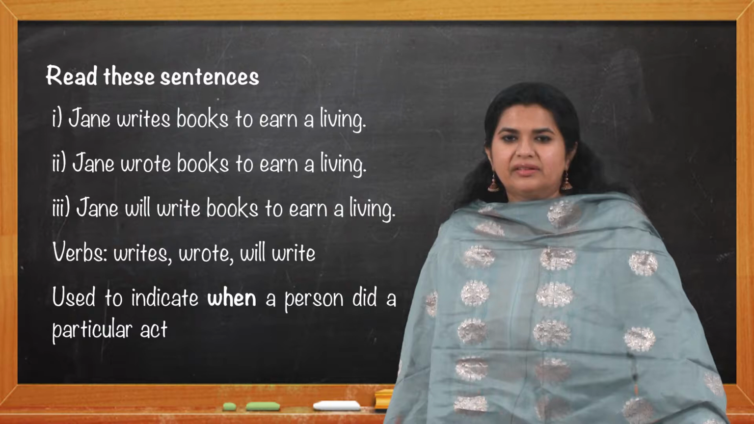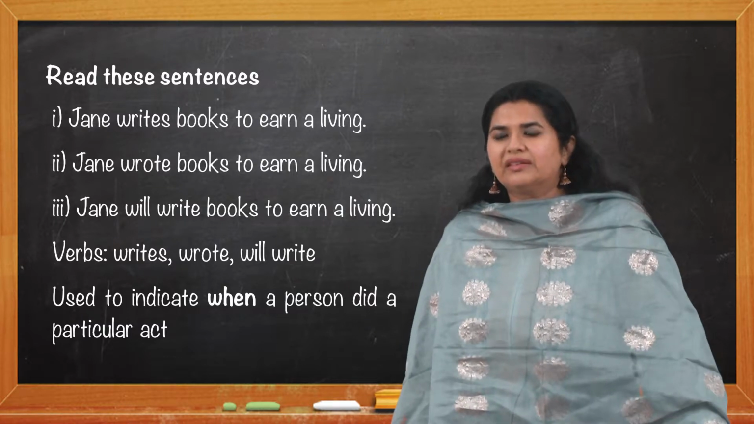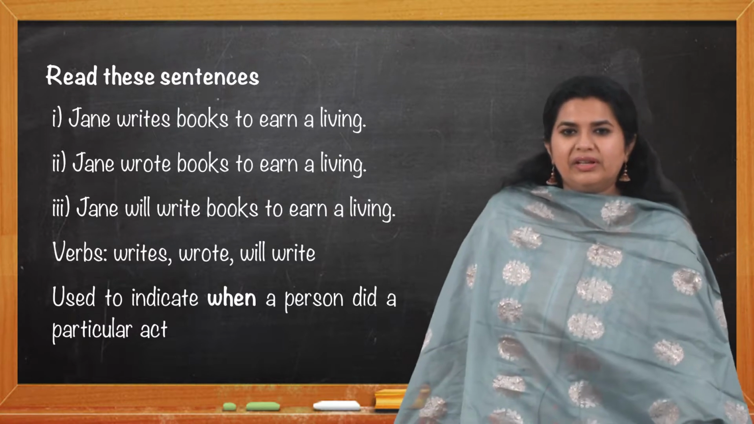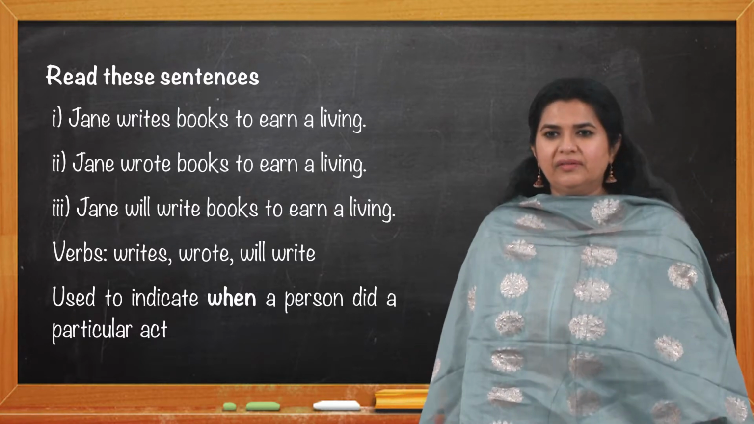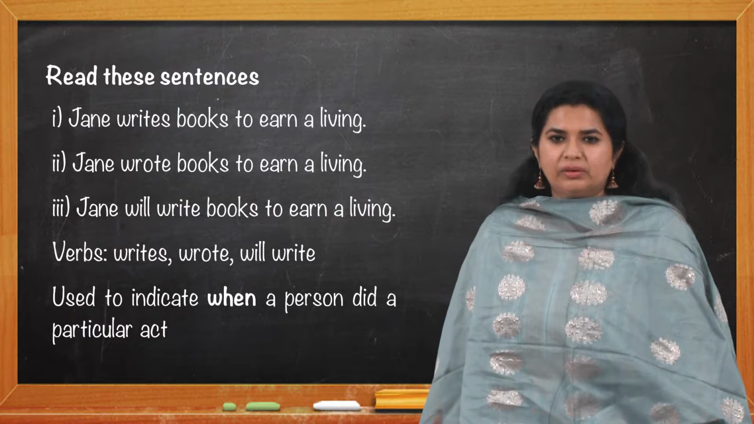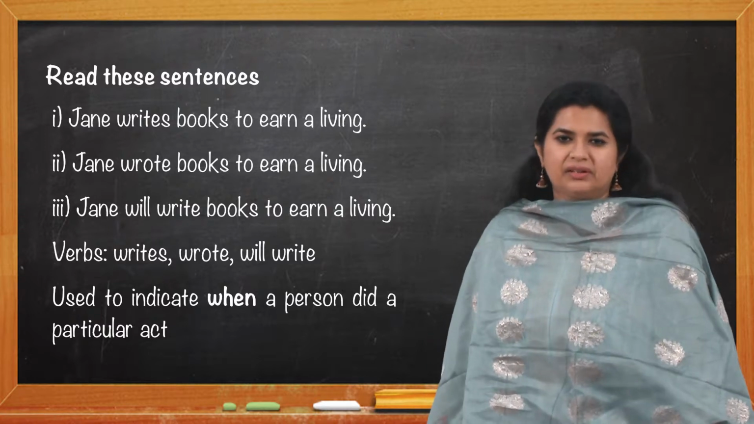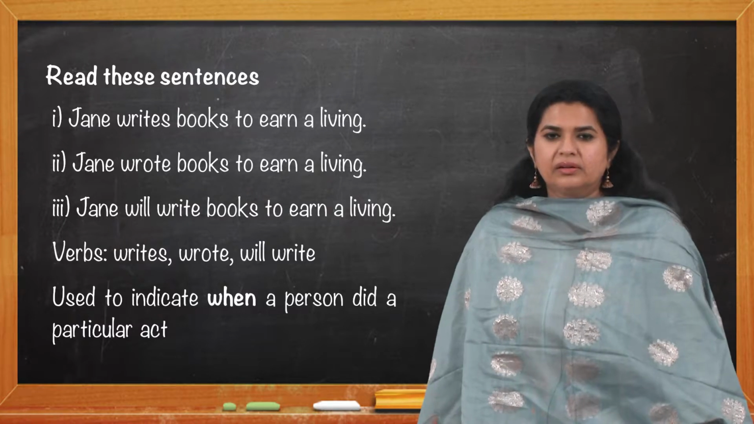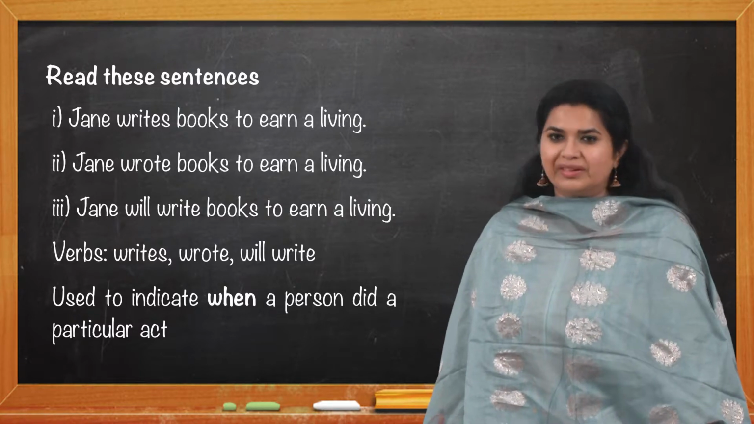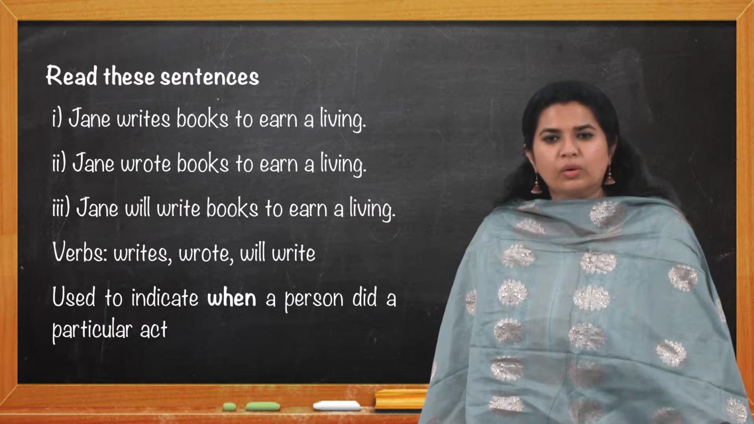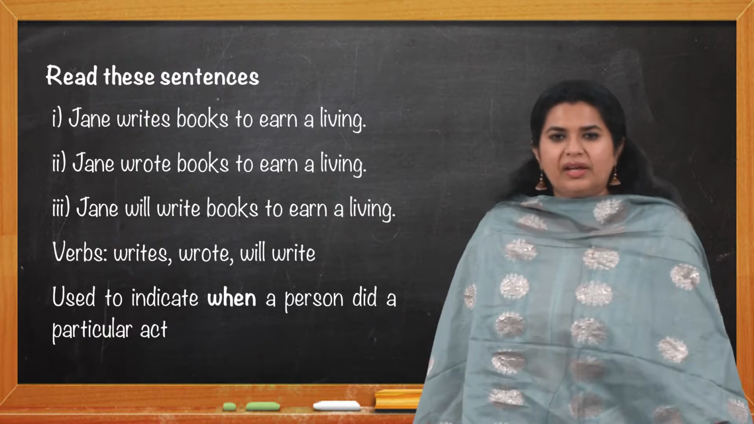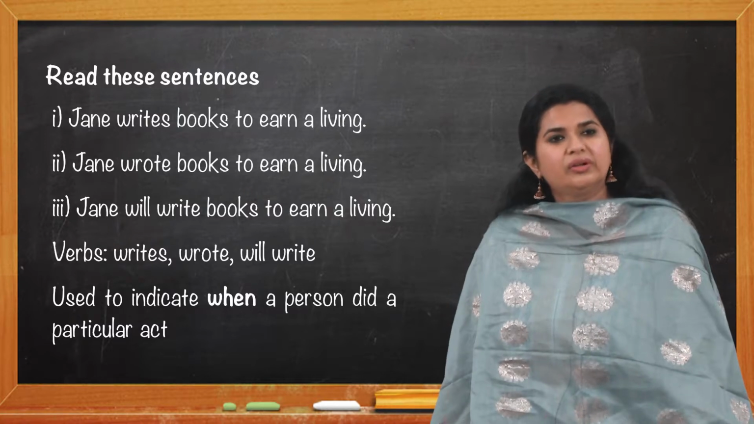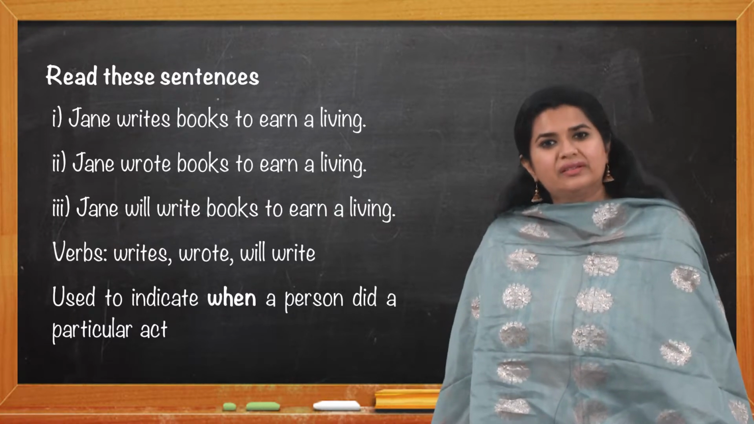Now, read these sentences. This is just an example, a warm up exercise for you. Jane writes books to earn a living. Jane wrote books to earn a living. Jane will write books to earn a living. The verbs, what are the verbs here? Writes, wrote, will write, and these verbs indicate or give you a sense of the tense.